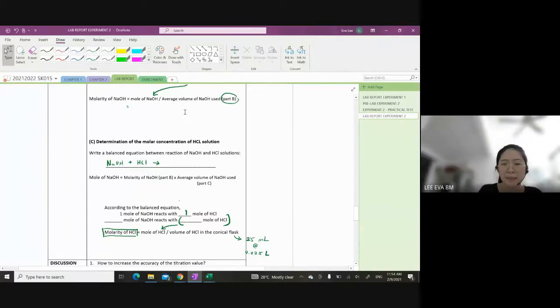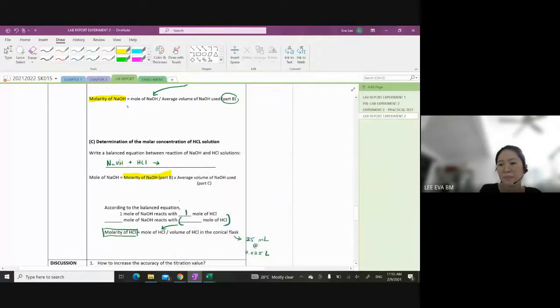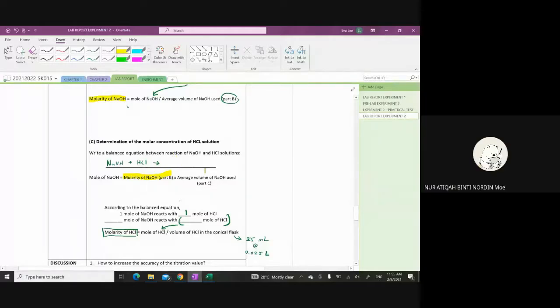Student: The molarity here? Yes, you have to find it first. So once you get the molarity from part B, you will use it here. Can you see the metal highlight? So for this part, after you find this molarity, you are going to use it in this part. Okay? Student: Okay, I don't understand.